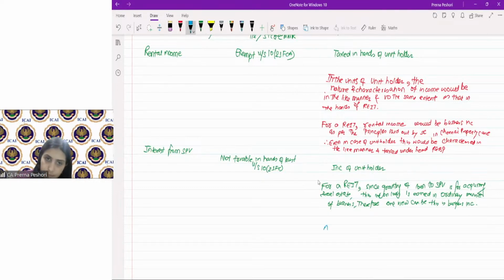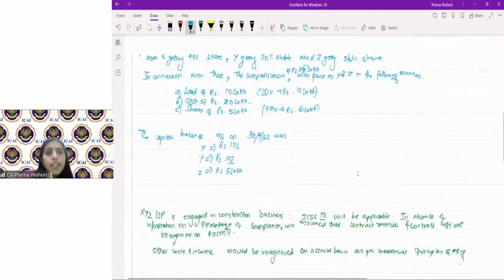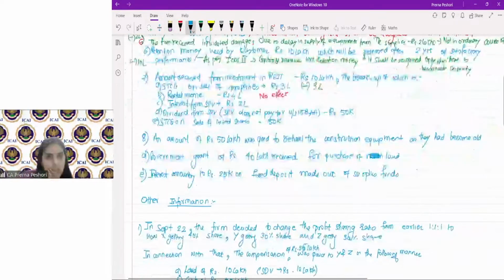Alternate view, interest is not business income as REIT is not engaged in financing. Right? Therefore, it would be chargeable under the head income from other sources. Okay. Chargeable under the head income from other sources. So you can write and accordingly make the adjustment.